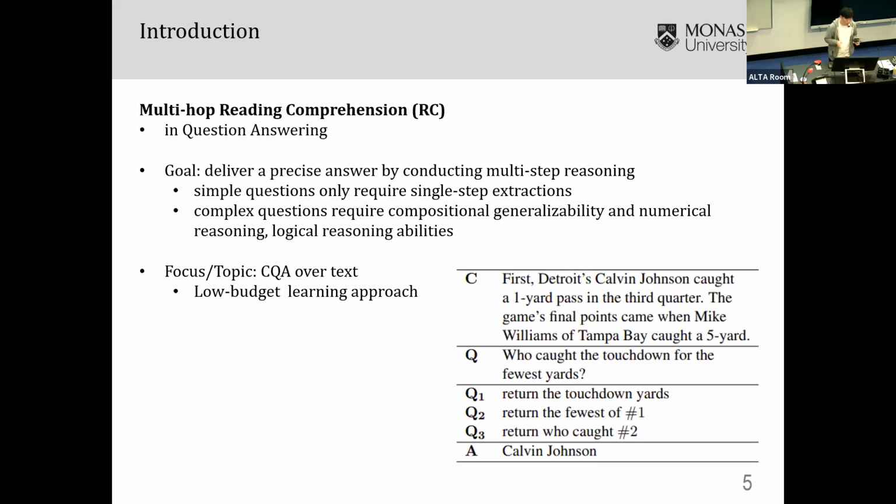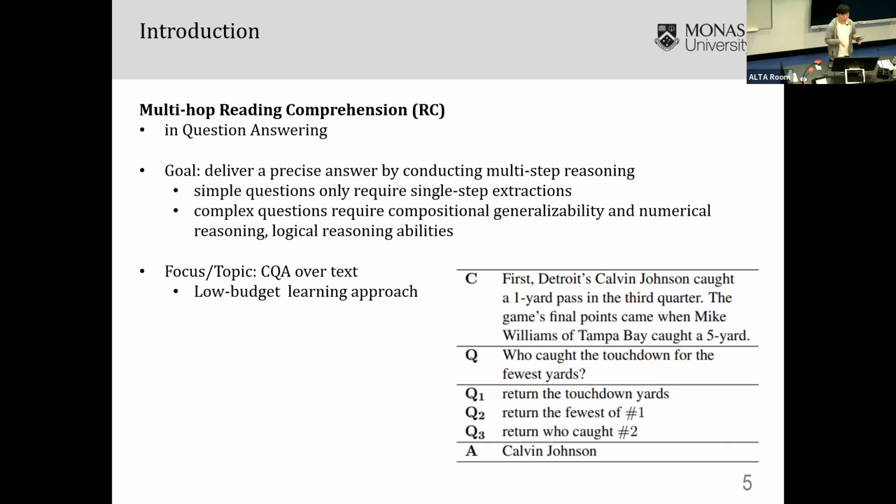As an example of multi-step reasoning, I listed one downside. The context is quite long, so I shortened it. You can imagine the context is a description of an American football game. It has 4 quarters, and I just list the third quarter here. There are some players who kick a field goal or achieve touchdown passes. And the question may be, in this scenario, who caught the touchdown for the fewest yards?